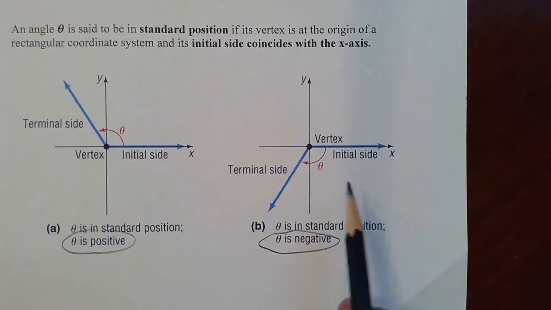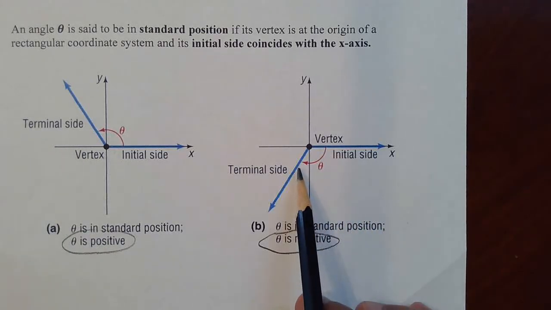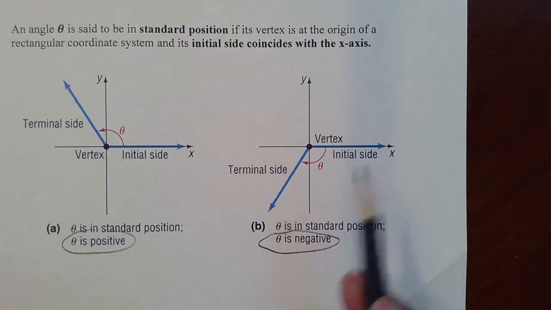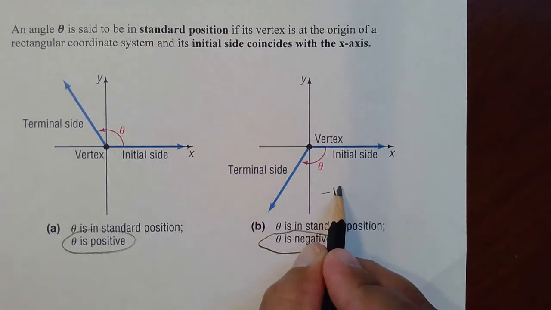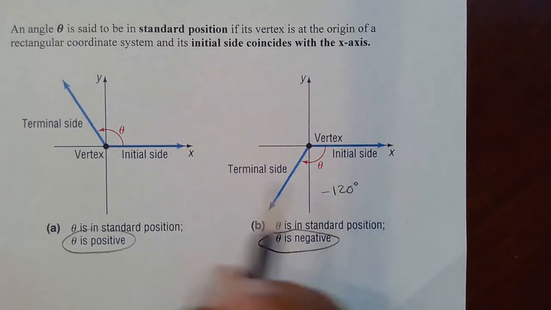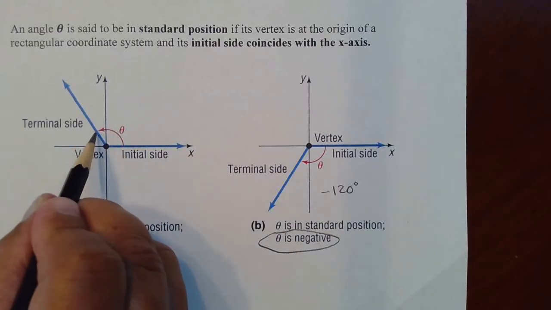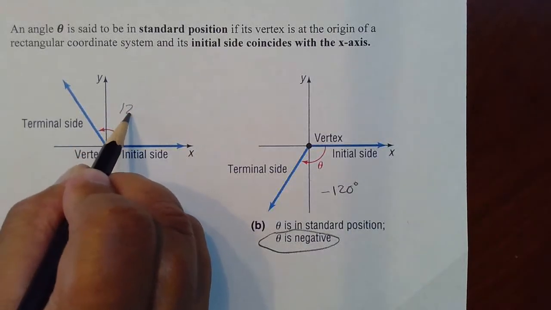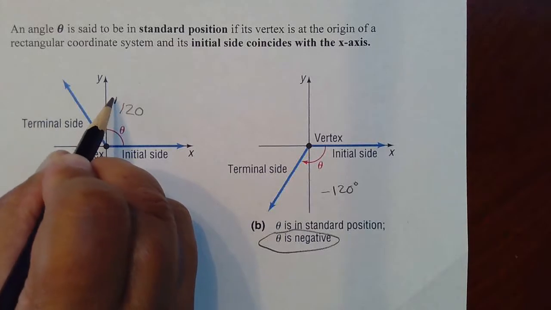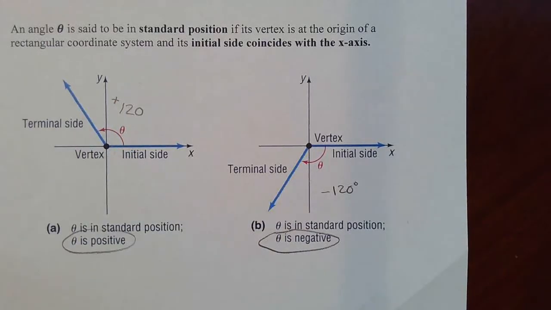This one's negative. So let's say that you knew that this was 120. This would be negative 120. Let's say you knew that this was 120. Because of the way it's rotated, we would say that this was positive 120. And you know when something's positive, you don't have to put the positive there. It's optional. But when it's negative, of course, you do have to put it. So those are some pictures of positive and negative angles.